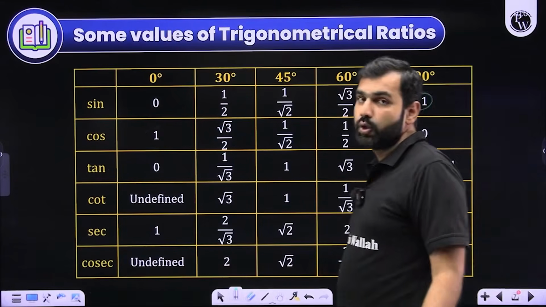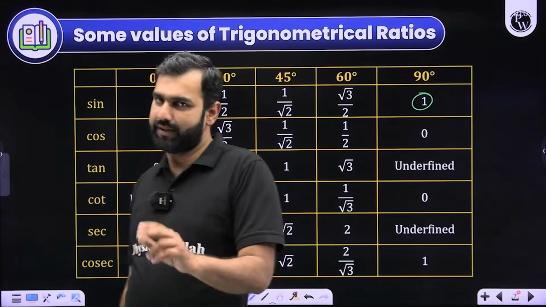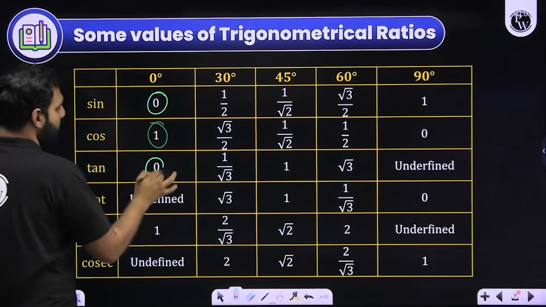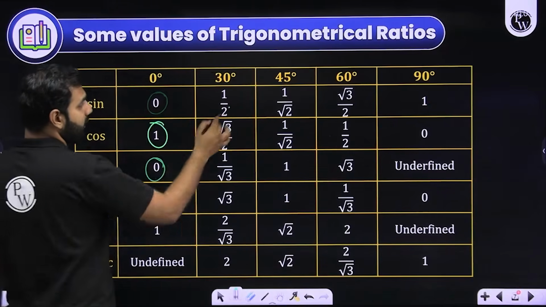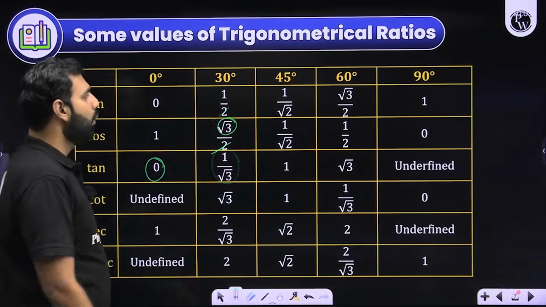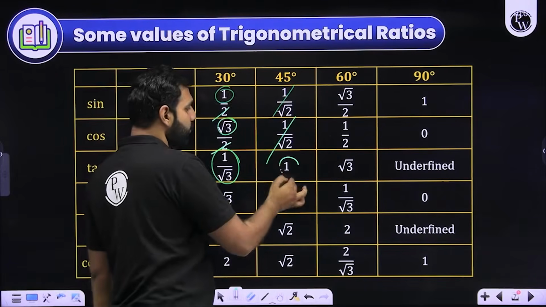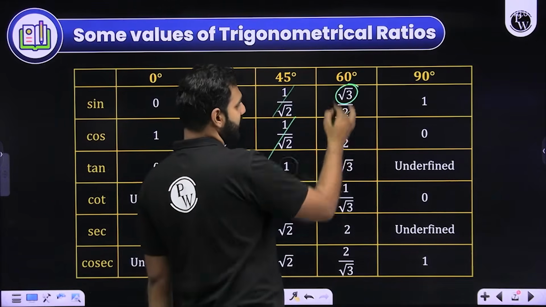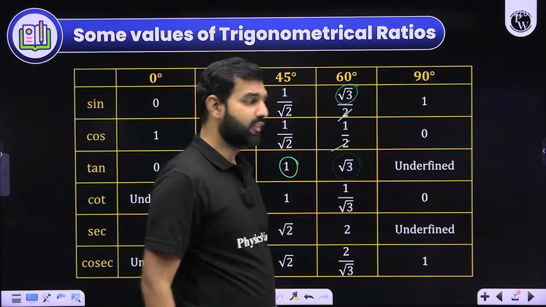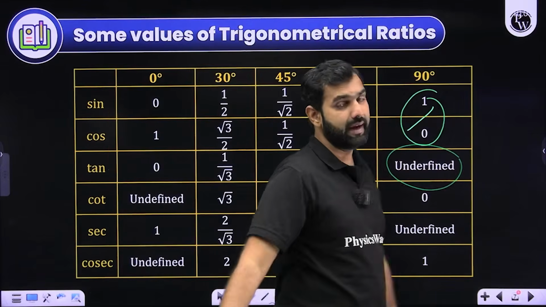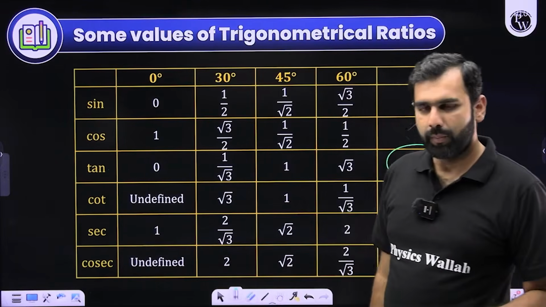Along with this, do remember that sine theta upon cos theta is tan theta. So here 0 upon 1 will be 0, which is tan 0. This 2 and this 2 are cancelled. So 1 by root 3 will be the value of tan 30. 1 by root 2 cancels 1 by root 2. So tan 45 will be 1. This 2 cancels this 2. So tan 60 is going to be root 3. And 1 upon 0 we all know is not defined. So tan 90 will be undefined. Are you able to make sense out of it?